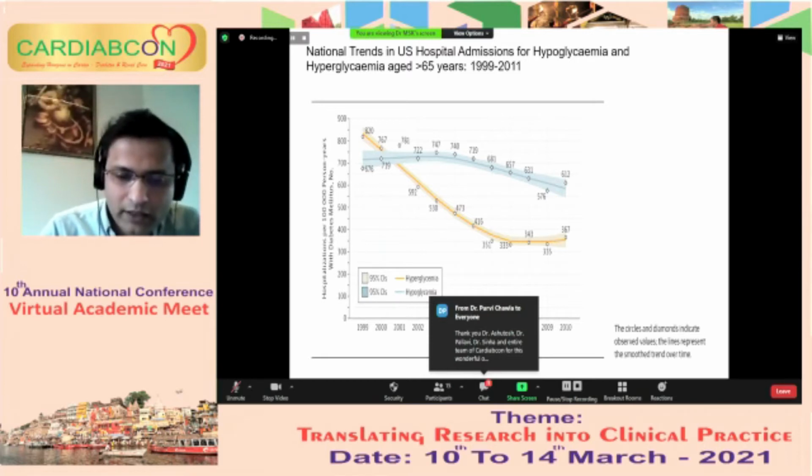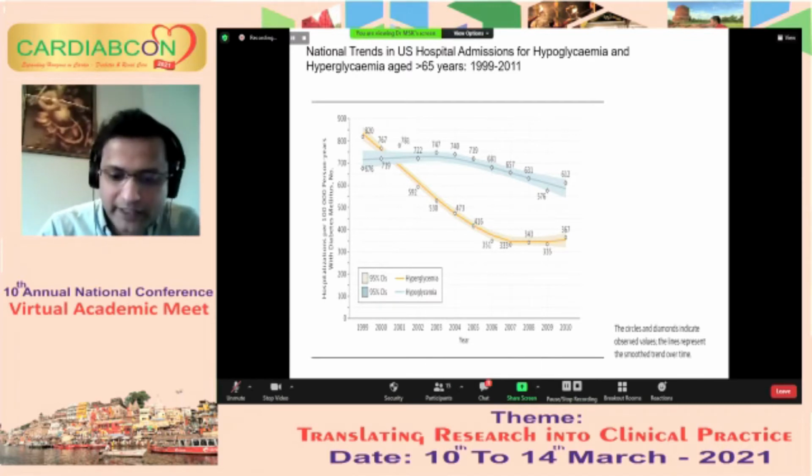Now, other things, as you can notice from this slide, is that there is a twofold higher rate of hypoglycemia in older population as compared to the younger populations. So this is a population who has got comorbidities. They are more at risk of hypoglycemia and more at risk of dying from the hypoglycemia. This is something we need to pay close attention to.